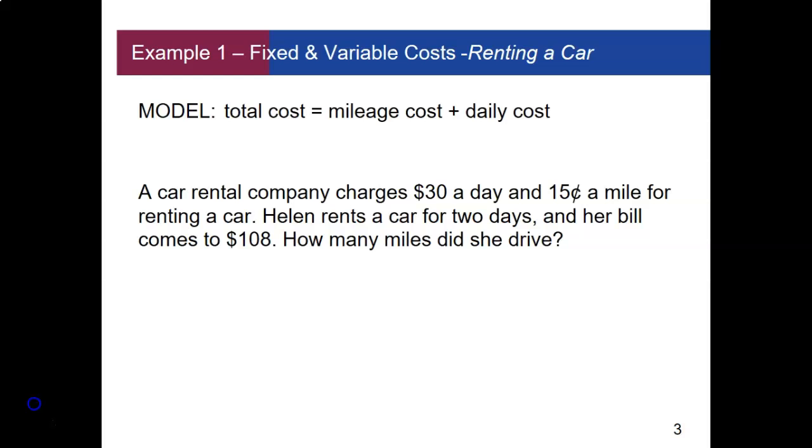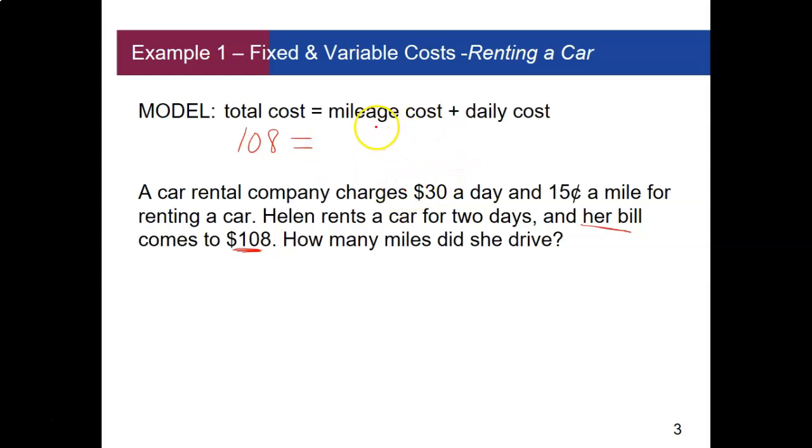So in this particular example, we have a car rental company that charges $30 a day and 15 cents a mile for renting a car. Helen rents a car for 2 days and her bill comes to $108. How many miles did she drive? So if we're looking at this model here, we've got our total cost, and that's made up of the mileage cost and the daily cost. Our total cost is actually $108, so in the place of the total cost, I'm going to put the $108 there.